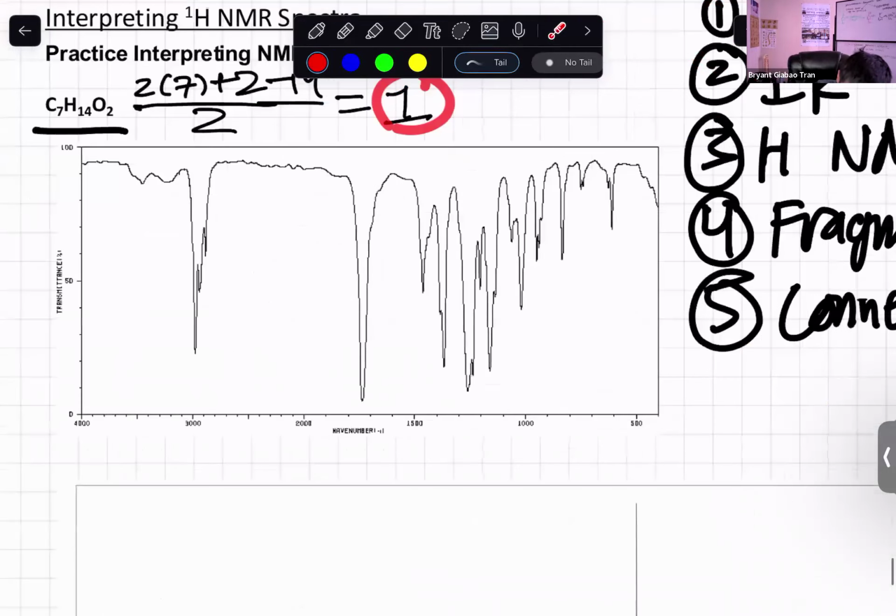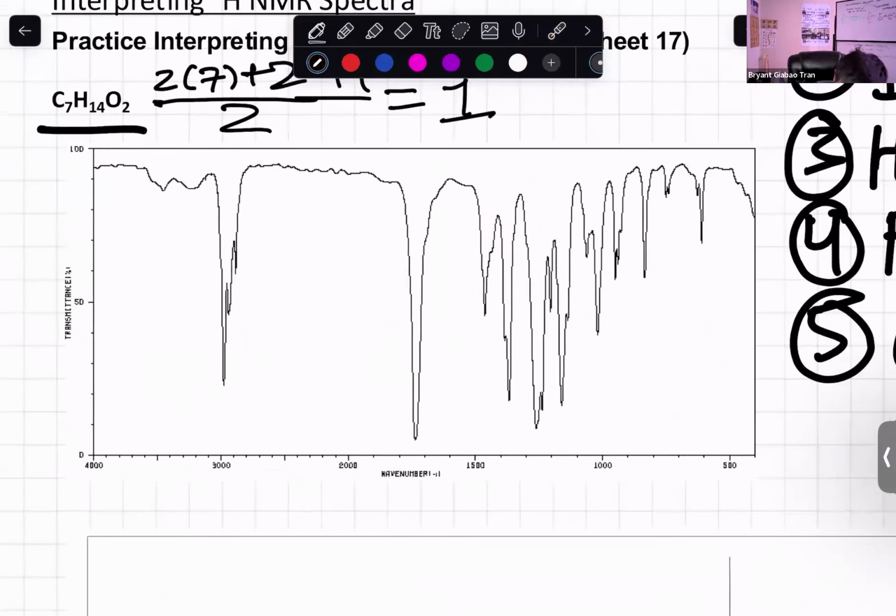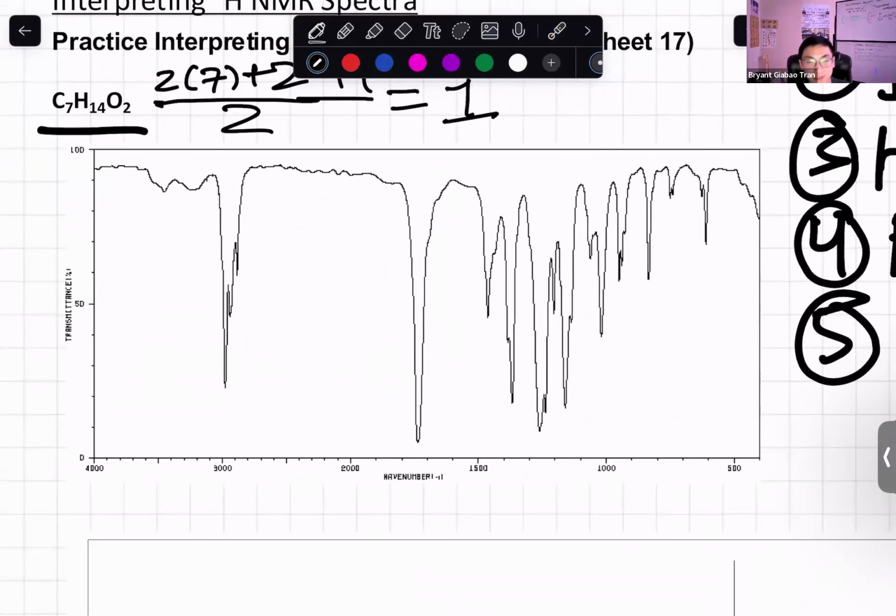Now, look at the IR. What functional groups do you see present in the IR? How would you interpret this IR? I kind of need to use my reference card for this. I'm still trying to get the hang of it.